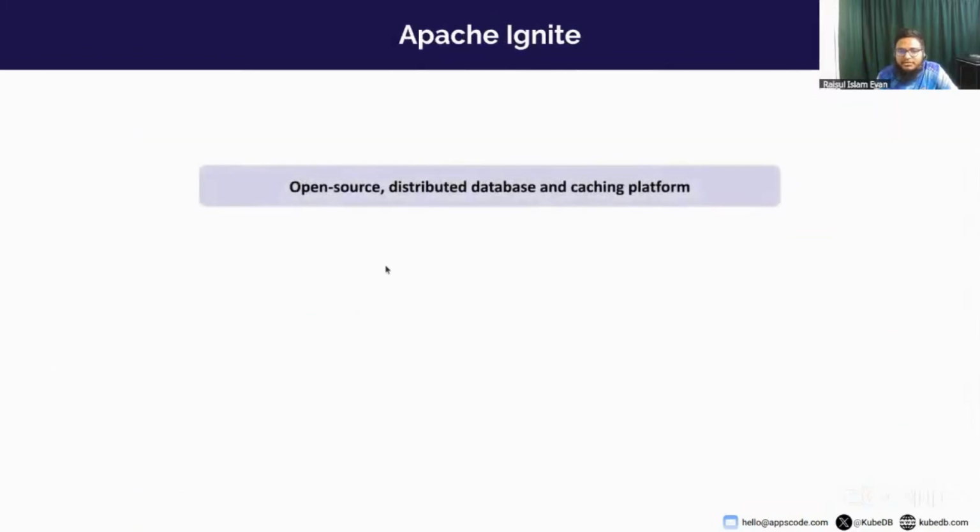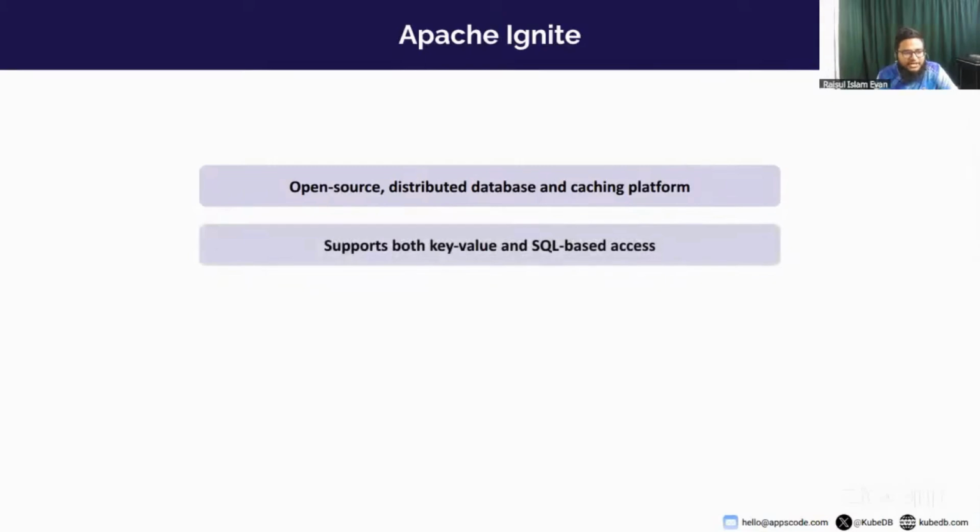Okay. Now we'll look into Apache Ignite. Here we can see it is an open source platform that combines in-memory data caching with distributed database capabilities. It helps to accelerate application performance by reducing data access latency. Ignite provides flexible data access methods, supporting both simple key-value API and ANSI-99 SQL queries. This makes it easy to integrate with a wide range of applications and use cases.